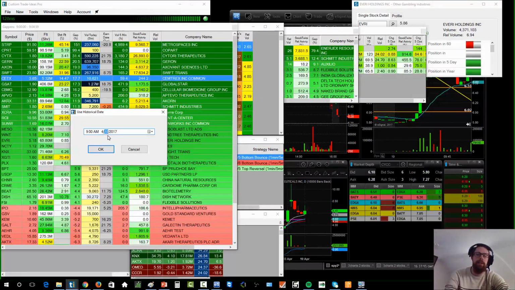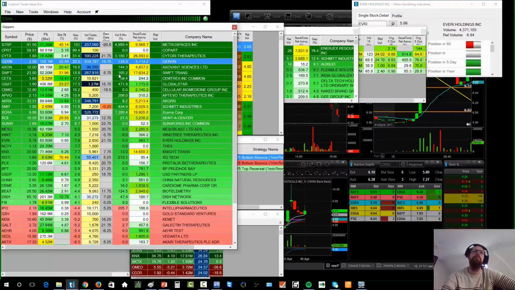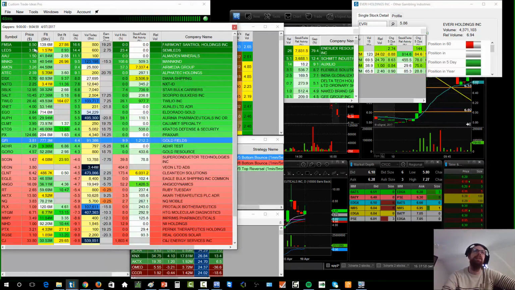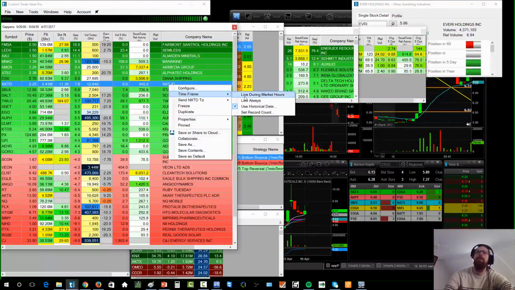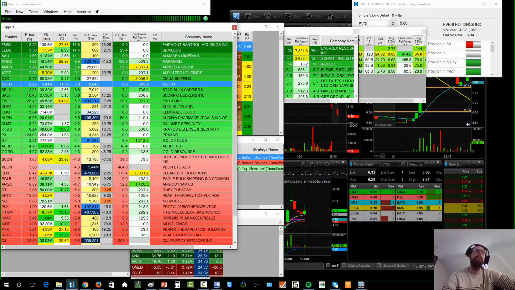Friday, so the 7th, we can do a scan there, and we'll see what this looked like. Let's see, time, there we go. All right, so you can see this had LEDS, the lower float stock, a little higher, ATEC, NXTD, so this one looked a little bit better. Let's go back another day to the 6th, and click OK.